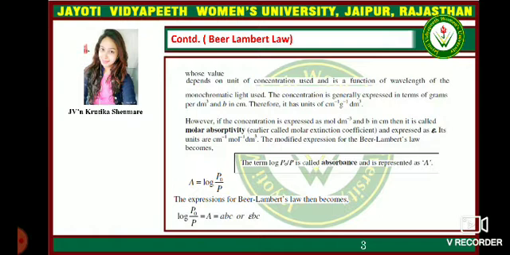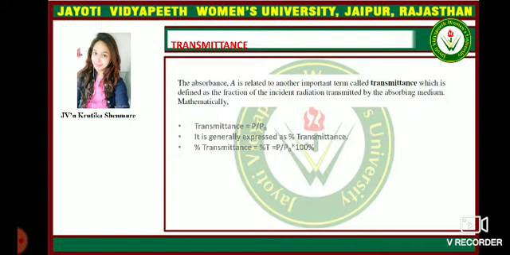Earlier called molar extinction coefficient and expressed as epsilon. Its units are centimeter inverse, mole inverse, dm cube. The modified expression for the Beer-Lambert law is A is equal to log P0 by P. The term log P0 by P is called absorbance and is represented as A. The expression for Beer-Lambert law then becomes A is equal to abc or epsilon bc.